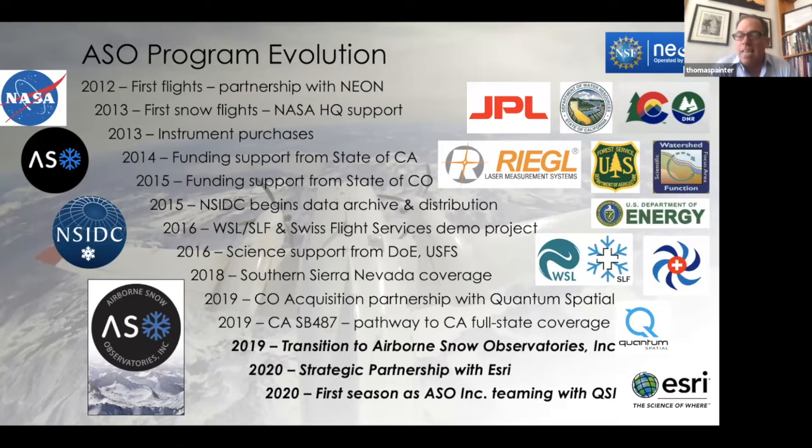In 2019, NASA finally said, look, you guys have become sufficiently operational that you're not doing research as much anymore. It's time for this to migrate out. And so we created the Airborne Snow Observatories Incorporated as a public benefit corporation. And then in 2020, started our strategic partnership with Esri, the world leading GIS company. And then we started last season as our first as ASO Inc.